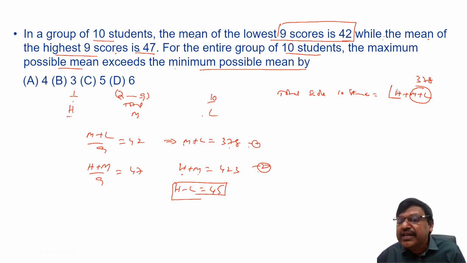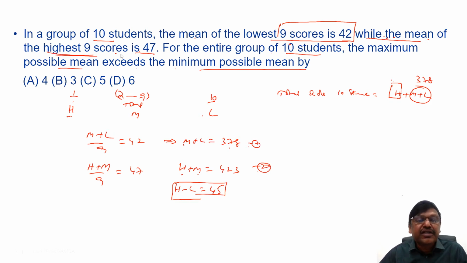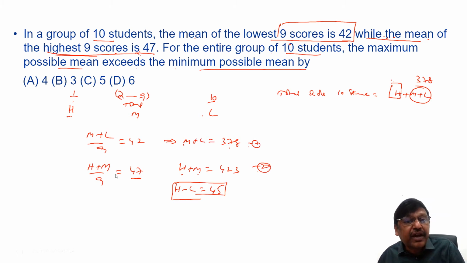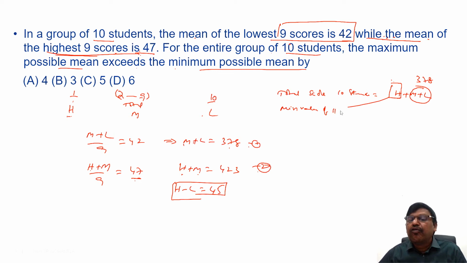So now let us see what is the maximum possible value and minimum possible value for H. The mean of the highest 9 scores is 47, which means the highest number should be greater than or equal to 47. So when I want the least possible value, say all 9 numbers are 47 each. That way I can keep the highest value at a minimum, that is 47. So the minimum value of H is 47. And what is the maximum value of H?